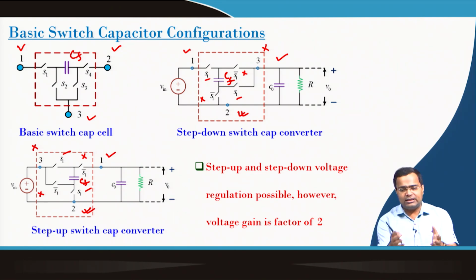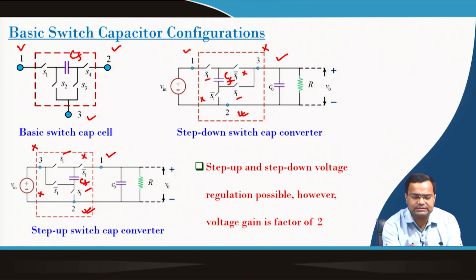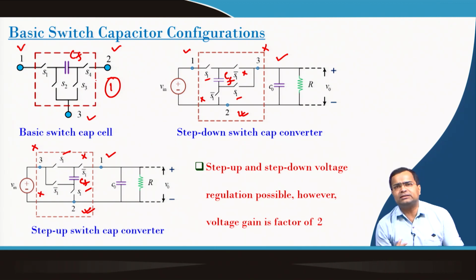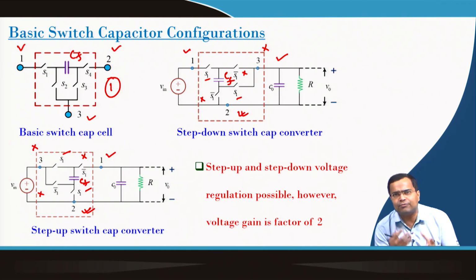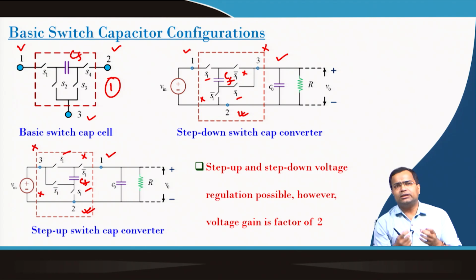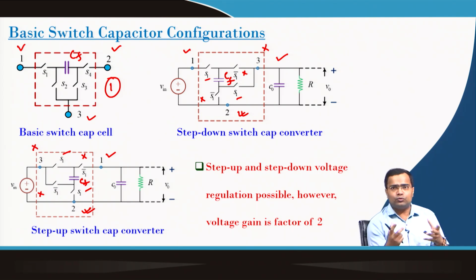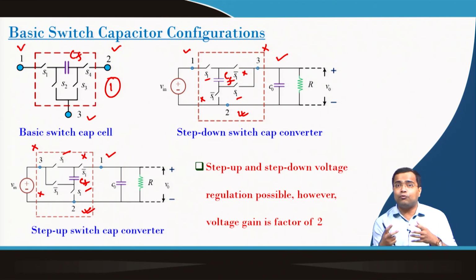However, in these two cases, we can achieve step up or step down only by a factor of 2, because we are using only one cell. If you want to achieve, let us say, step down of 1/4, we need 2 such cells. If you want to achieve step up of 4, like 2 squared, we need 2 cells like that.